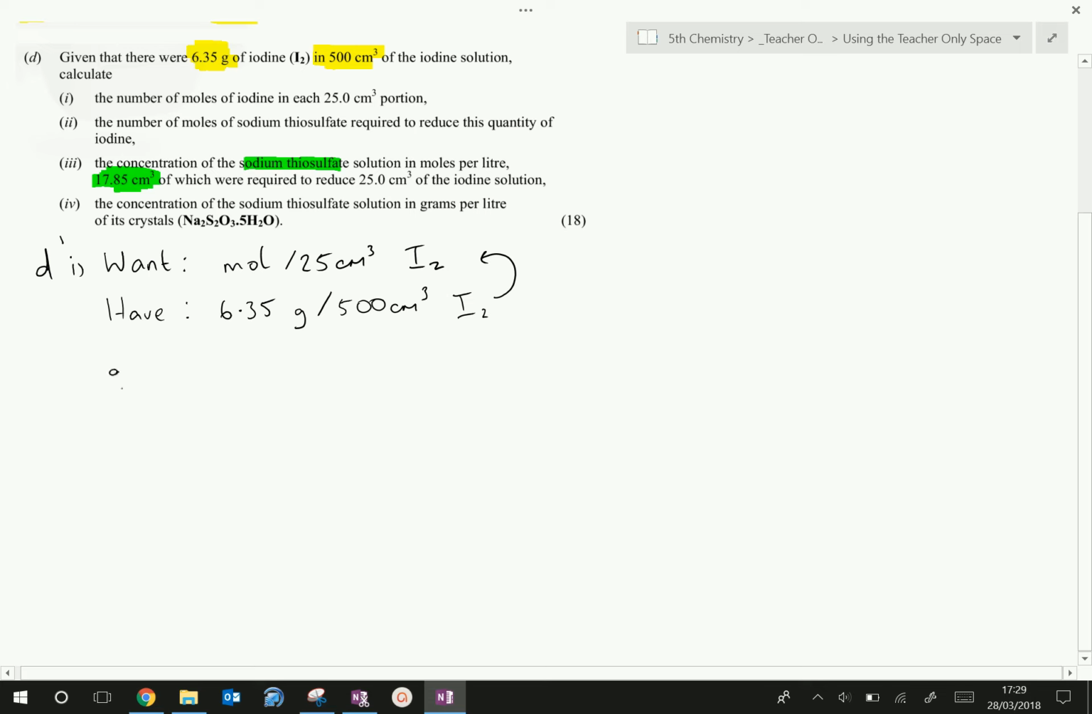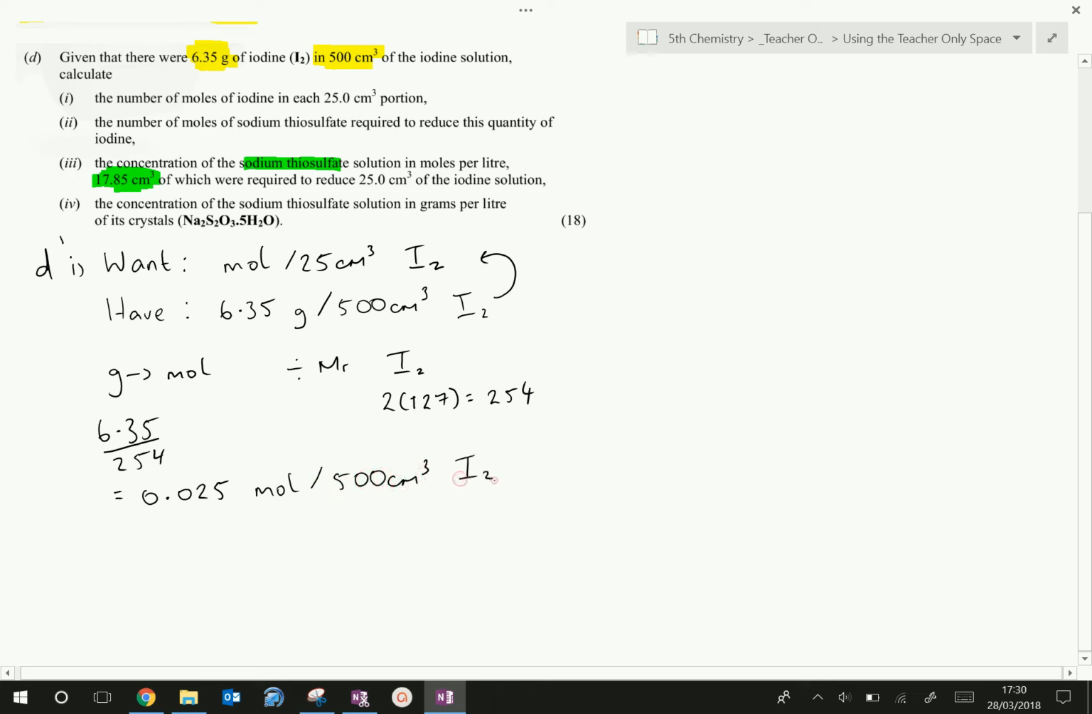So to turn grams into moles, I need to divide by the molecular mass of iodine. And that's 2 127s, which is 254. So I need to take my 6.35 and divide it by 254, and that gives 0.025 moles per, now I still have 500 mils of iodine. So I'm nearly there.